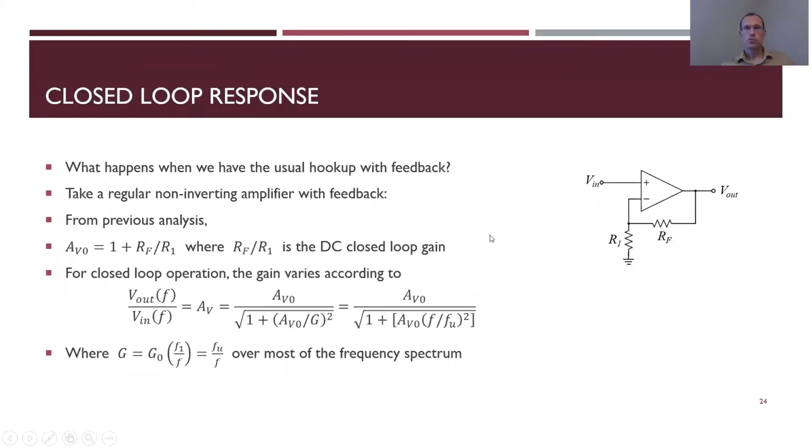So that was all for open loop operation. We can also look at what happens for feedback operation, so negative feedback in this case. Here I have a regular non-inverting amplifier with this feedback. From previous analysis, I know my DC gain is 1 plus RF over R1, using this notation for these resistors here. 1 plus RF over R1 is the DC closed loop gain in this case.